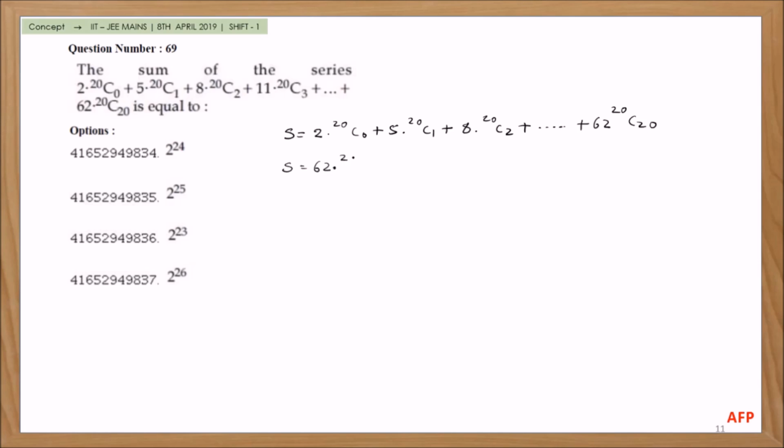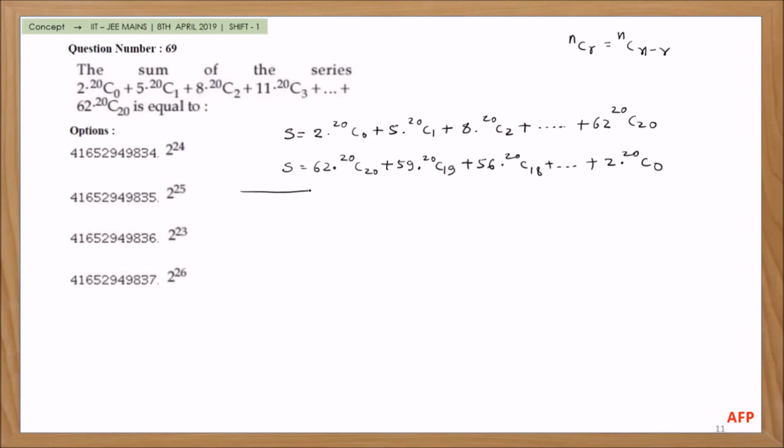62 into 20c20 plus 59 into 20c19 plus 56 into 20c18, and so on up to 2 into 20c0. Okay, so we will use the concept nCr equals nC(n minus r). So this term you can write as nC0, this term as nC1, this term as nC2, and so on, this term as nC20.